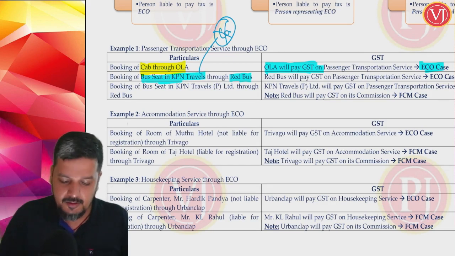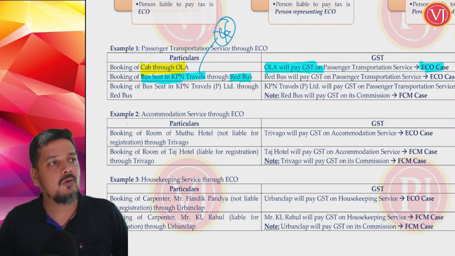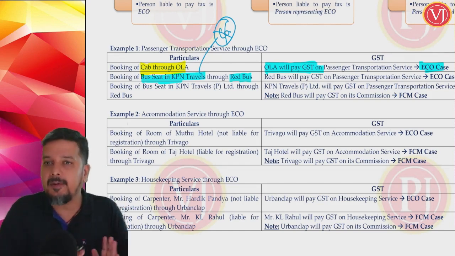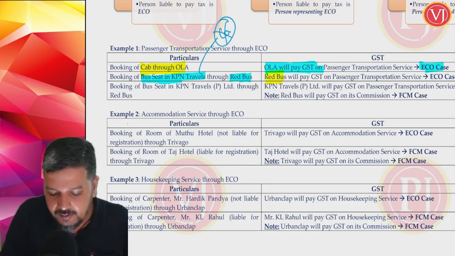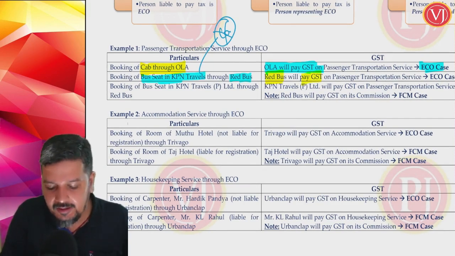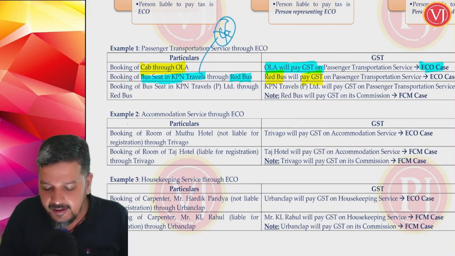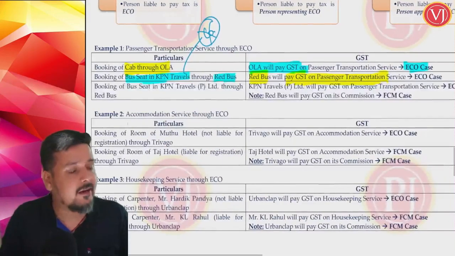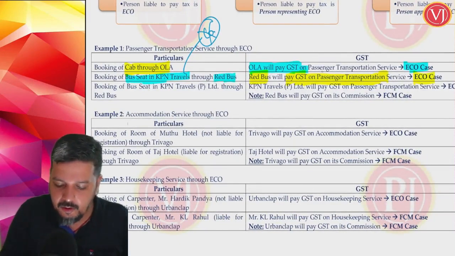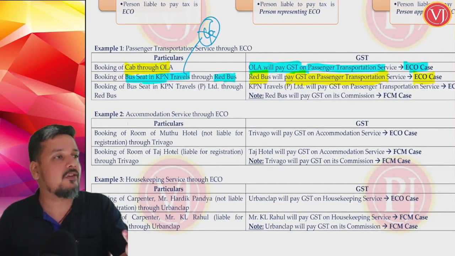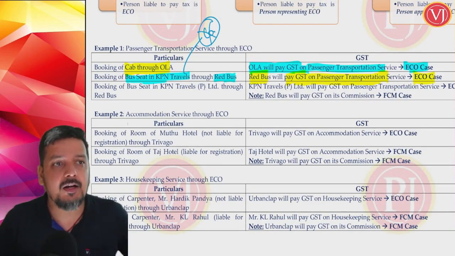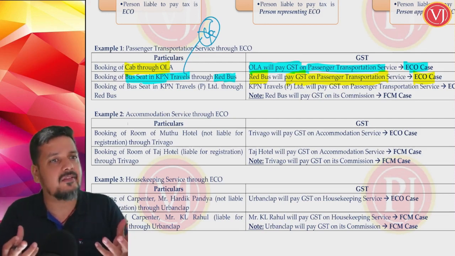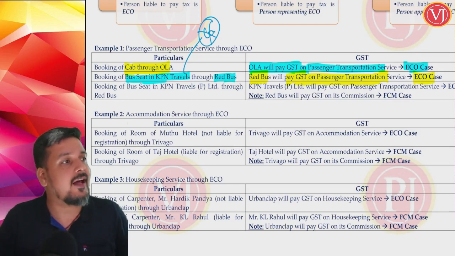What will happen? Now, supplier KPN Travels will not pay GST. Recipient rider will not pay GST. Who will pay GST? Third party. Redbus, ECO, will pay GST not on its commission, but on the entire fare. Supposing ride charges is 1000 rupees, commission of Redbus is 100. Normally Redbus should have paid on 100, but now Redbus is paying on the entire 1000. Redbus's main supply is only 100 rupees, but it is now paying GST on the entire 1000 rupees.